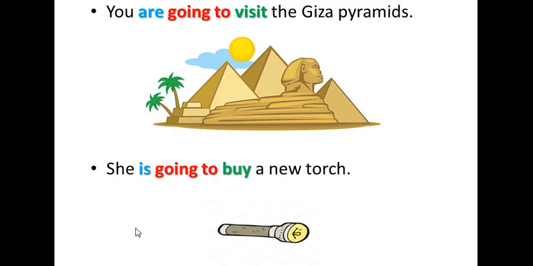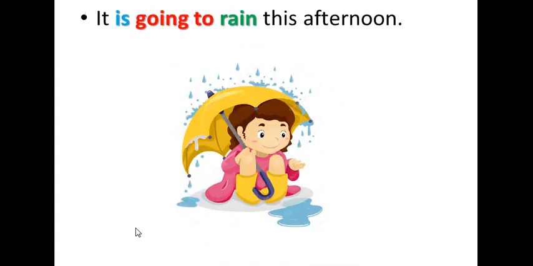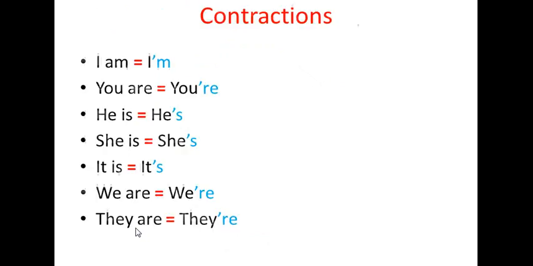So here we have other examples. You are going to visit the Giza pyramids. And then she is going to buy a new torch. So it's very simple. You always follow the same structure. You just need to conjugate the verb that is in blue color. That is the verb to be. Another example, it is going to rain this afternoon.